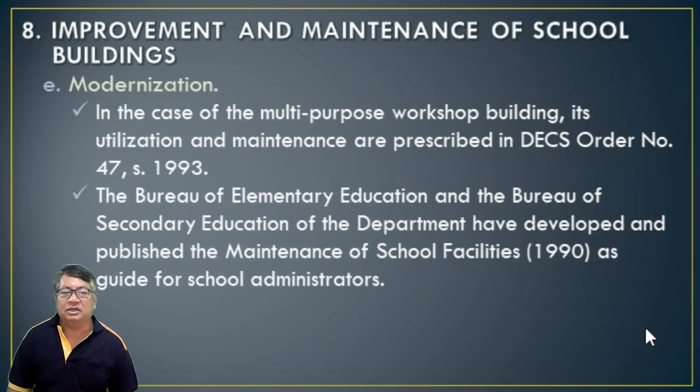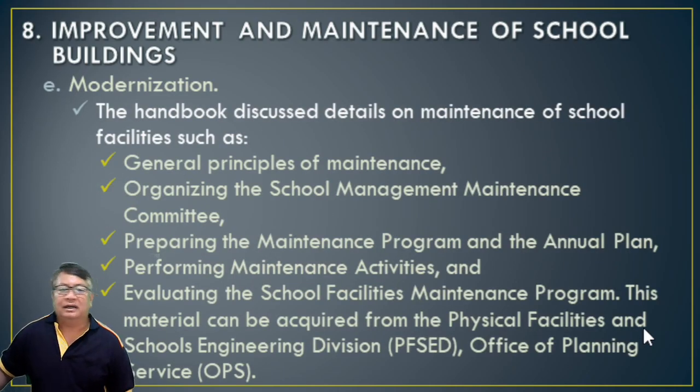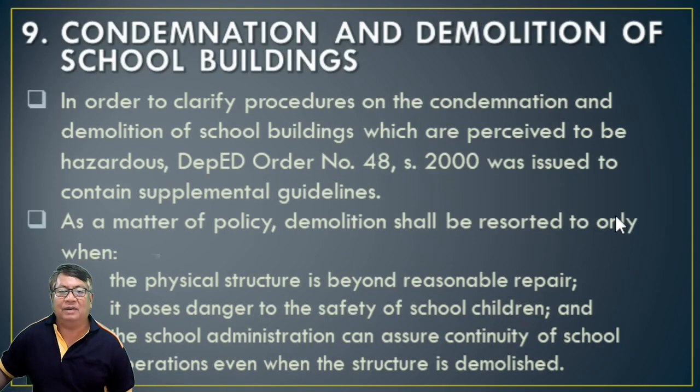In the case of the multi-purpose workshop building, its utilization and maintenance are prescribed in DECS Order number 47, series of 1993. The Bureau of Elementary Education and the Bureau of Secondary Education of the department have developed and published the maintenance of school facilities as a guide for school administrators. The handbook discusses details on maintenance of school facilities, such as the following.